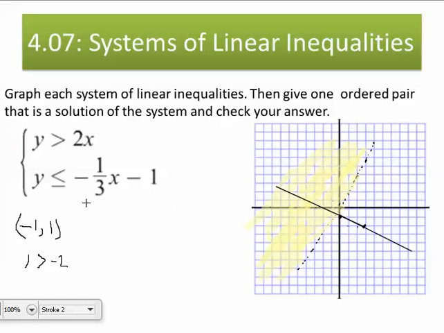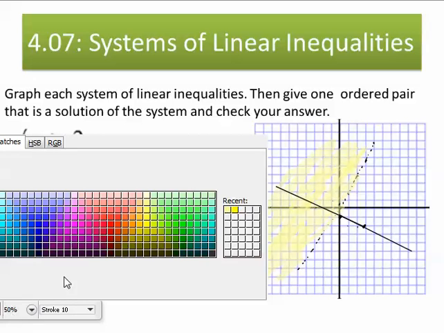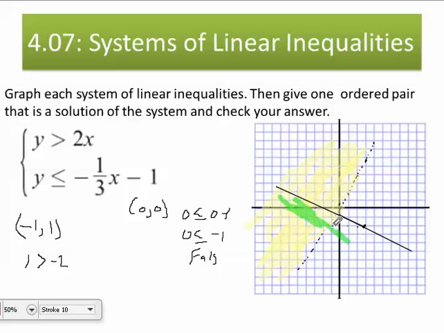Now the question is, which side of that one are we going to shade? Once again, I'm going to pick the 0, 0 point for this one, since it's not on the line, and I'm going to get that 0 is less than or equal to 0 minus 1, so 0 is less than or equal to -1. Nope, that's false. So that means I've got to shade the opposite side of where 0, 0 is. Got the tool selected, and I'm going to pick a color. Let's pick green. And we're going to shade on this side of the line down here.